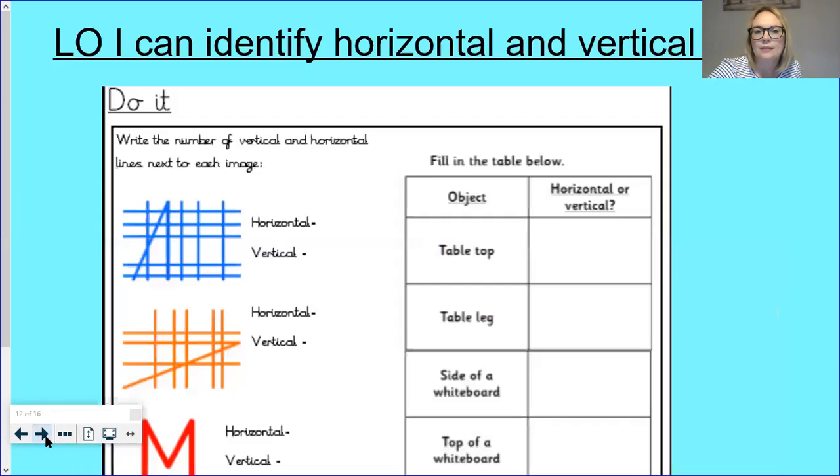Okay, so here is your work for today. Now, as I have said previously, if anything is unclear, if you get to working on the sheet and it's a bit tricky or you're not sure, rewind the video, watch some parts again, pause it if you need to. Okay, so here's the do it. We would like you to write the number of vertical and horizontal lines next to each image to start with the coloured lines. So you just write how many horizontal lines, how many vertical lines on each of those. And then again, you've got a table similar to the one we looked at earlier, horizontal or vertical lines, or maybe it's both that you would find on those objects.